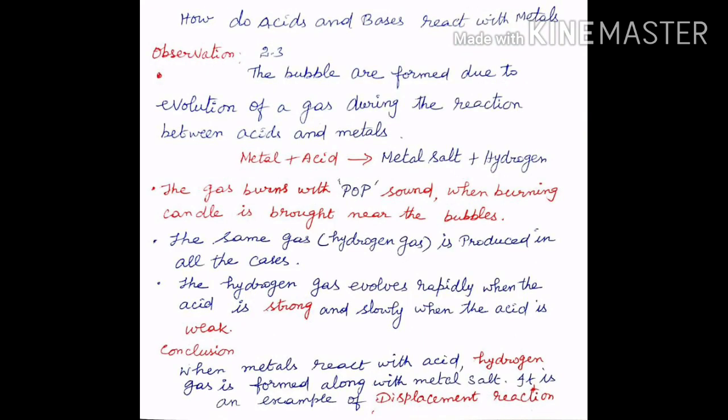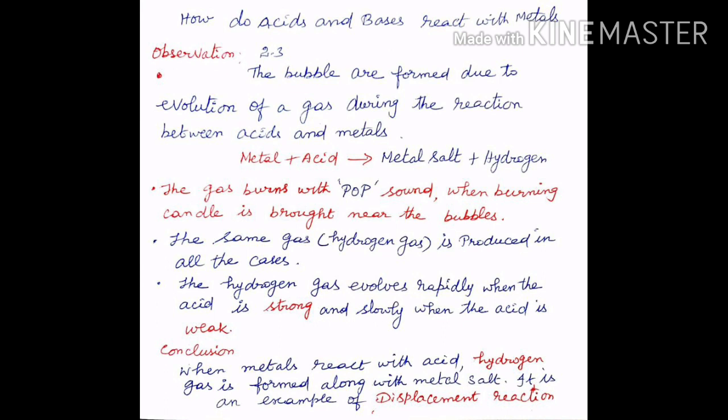Observation. The bubbles are formed due to the evolution of a gas during the reaction between acids and metals. Metal plus acid gives metal salt plus hydrogen. The gas burns with a pop sound when a burning candle is brought near the bubbles. The same gas, hydrogen gas, is produced in all the cases. That is, when acids like sulfuric acid, hydrochloric acid and nitric acid react with metal, in all these cases hydrogen gas will be evolved.